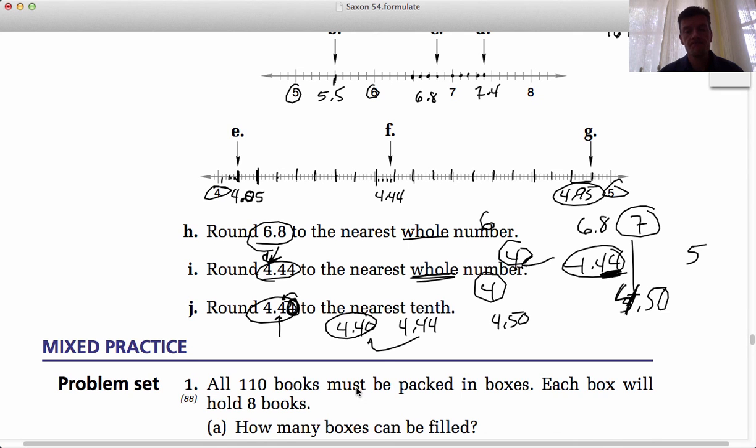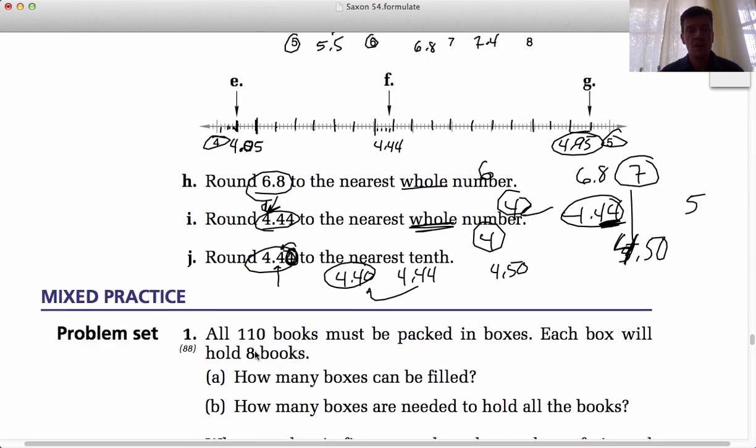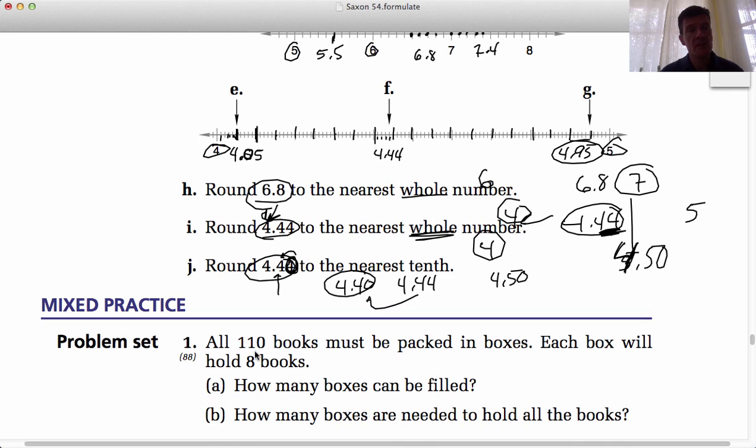Okay? All right, I hope that's helpful. Very important skill to be reading the measurements carefully and accurately using tenths and hundredths. Okay? All right, go ahead and work on the mixed practice set and do a great job on that.